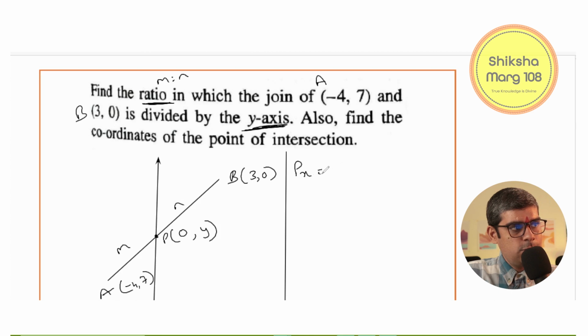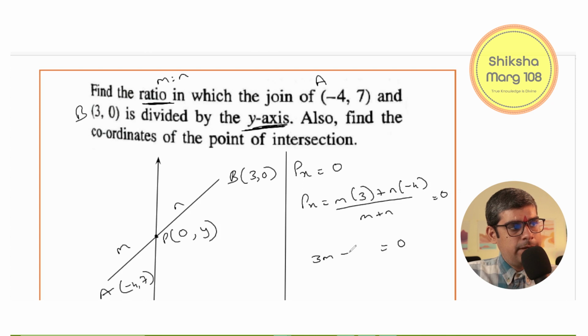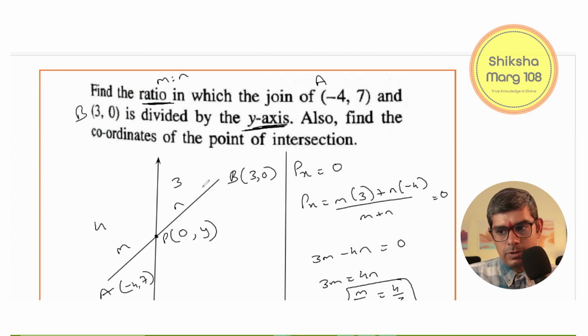So Px is known to us now. Px happens to be 0. We'll do that. And the next bit is going to be, Px equals m times 3 plus n times -4, the whole upon m plus n. That's equal to 0, of course. m plus n times 0 is going to be 0. This is 3m minus 4n. 3m is equal to 4n as it goes over there. This is m over n equals 4 over 3. The ratio is 4:3. Quite straightforward.